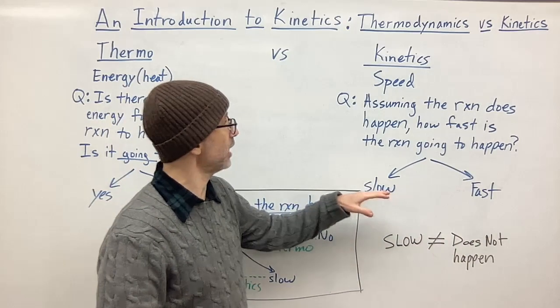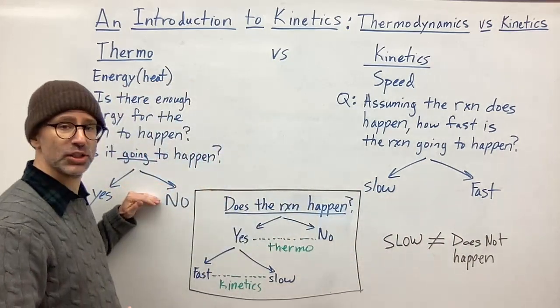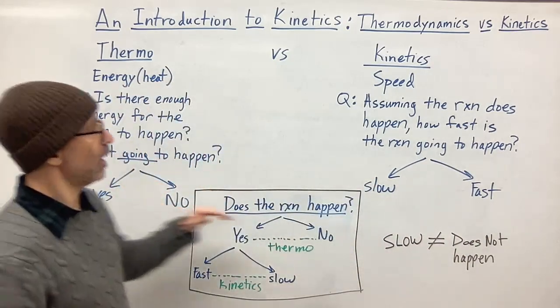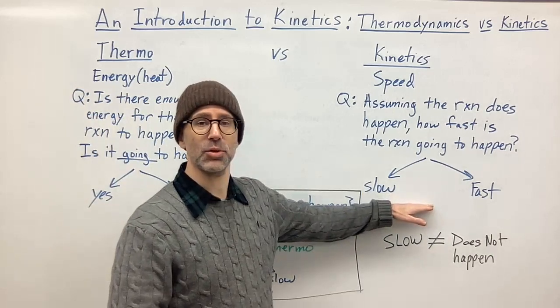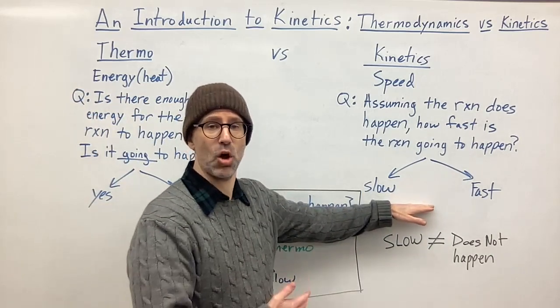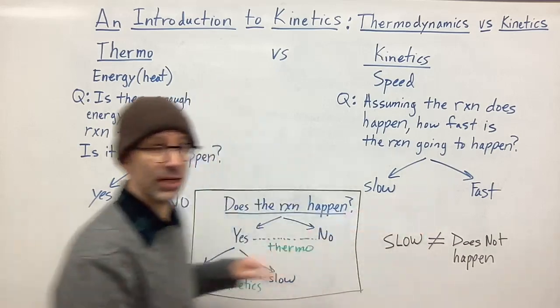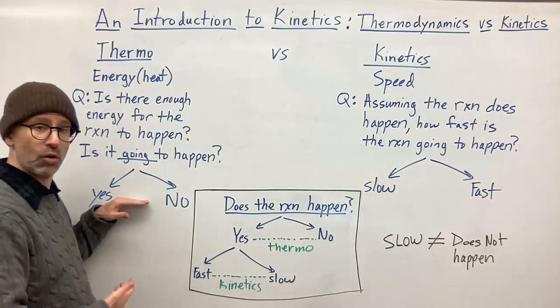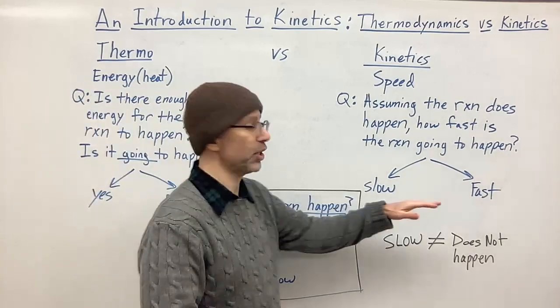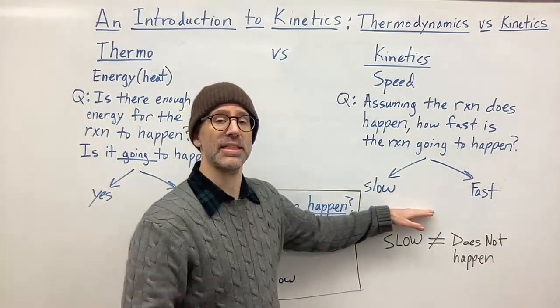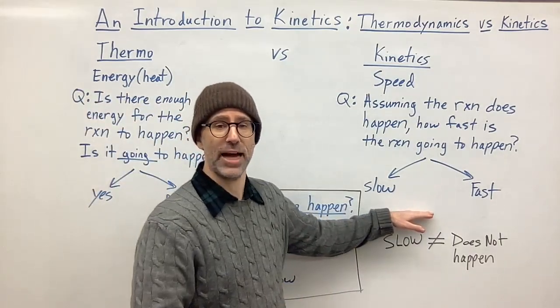So, thermodynamics deals with the question of whether or not it will go. Kinetics is dealing with whether it is slow or fast. This assumes that the reaction is going to go. So thermodynamics tells us, yes, it's going to go or not. And if it is going to go, kinetics then comes in and says, is it a slow or fast reaction?